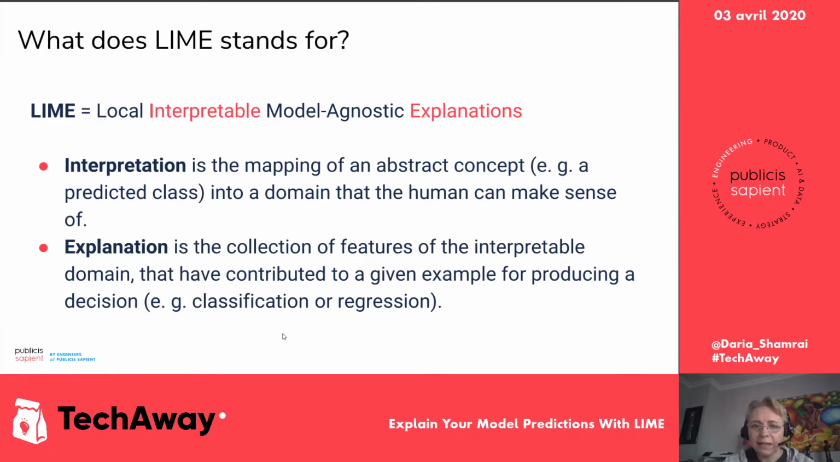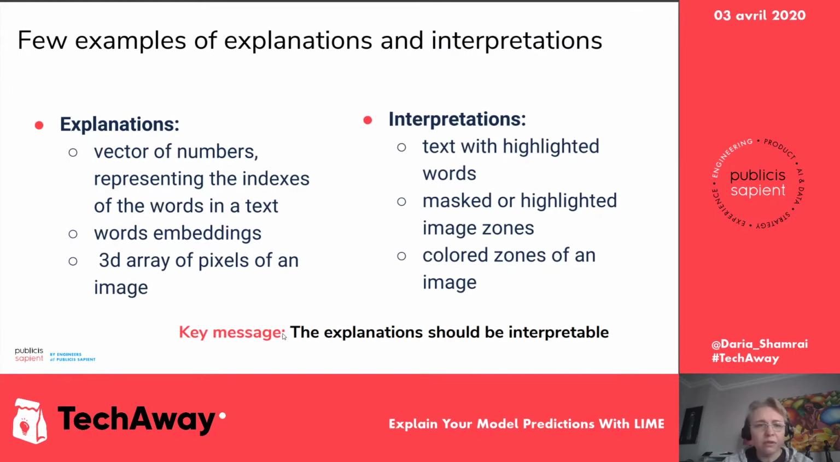And the second thing, which is interpretation, is defined as the mapping of an abstract concept, for example, some predicted class, into a domain that the human can make sense of. And I'm not absolutely happy with these definitions. I think I need to make it more clear by using examples of explanations and interpretations.